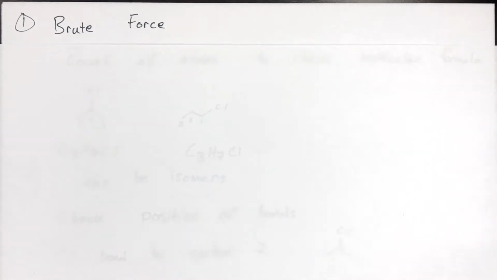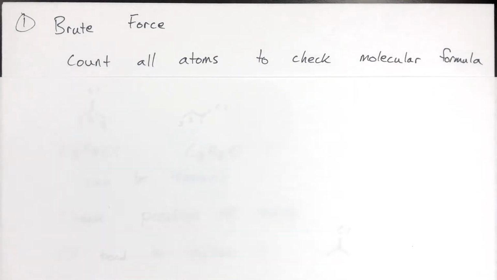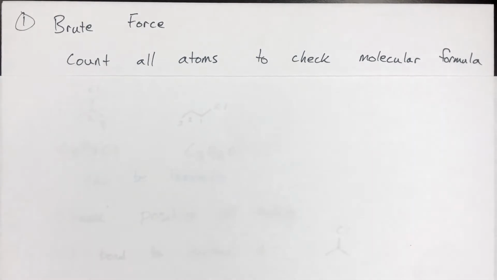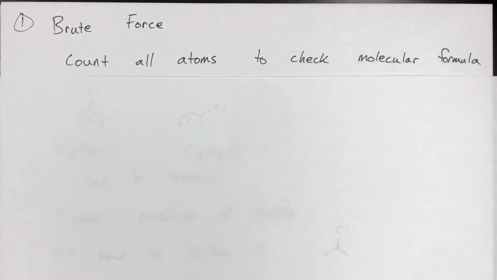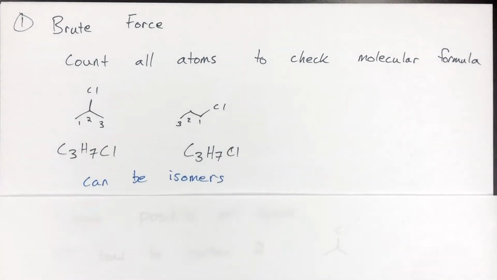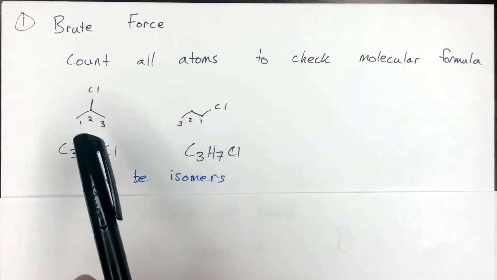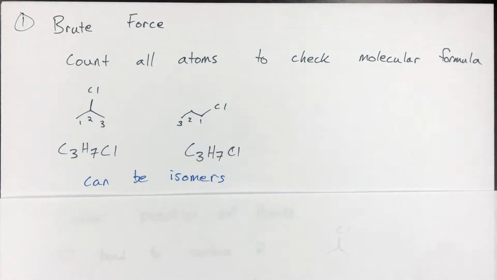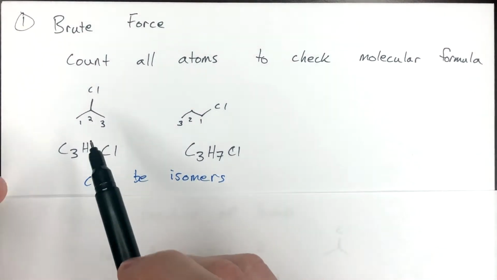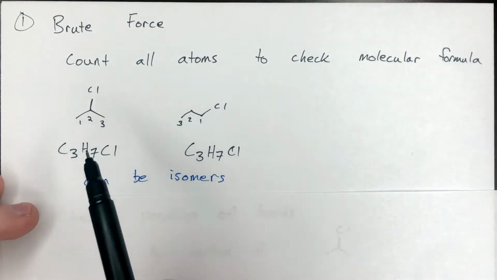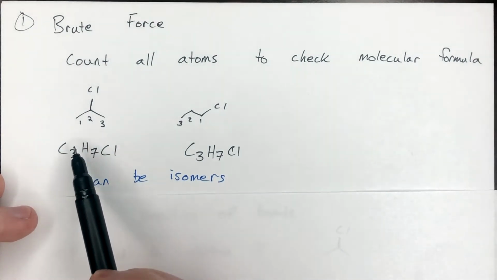So first is brute force. What this method involves is you just have to count all of the atoms in your molecule to determine the molecular formula. To do that, looking at our same examples that we had before, you would first count the carbons. Remember, in the skeletal structure, all of the endpoints of a structure have a carbon there, and all the hydrogens are implied at those endpoints to give you the octet. So here, you just start by counting the endpoints. There's 3 carbons. That's where we get C3 here from the 3 endpoints.